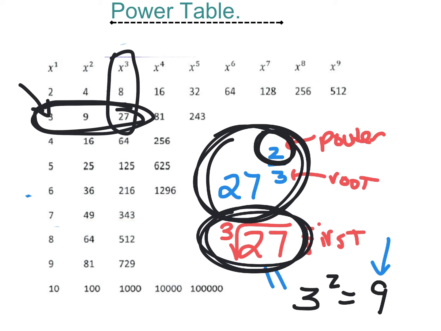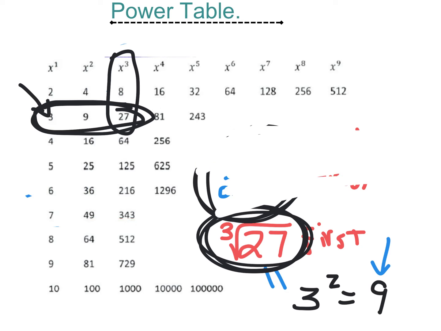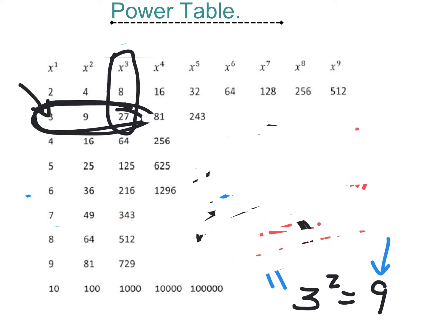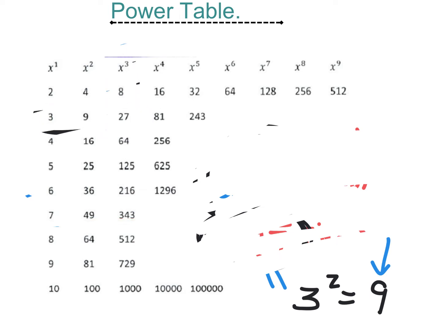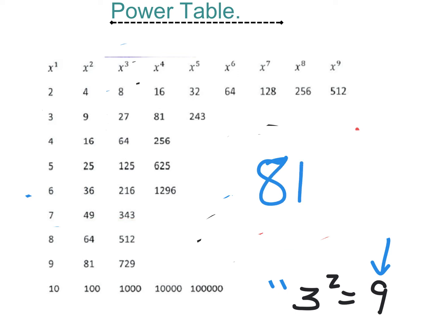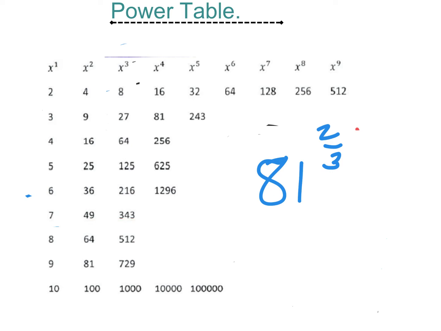Let's do another one exactly like that. 81. Everybody write down the 81. 81 to the 2/3. 81 to the 2/3. Use the chart and do the root first. If you're pulling up dandelions, isn't the root the most important thing? It's true. Third root of 81. Do that first. And then this part is just a regular square. I'll pause for a second.